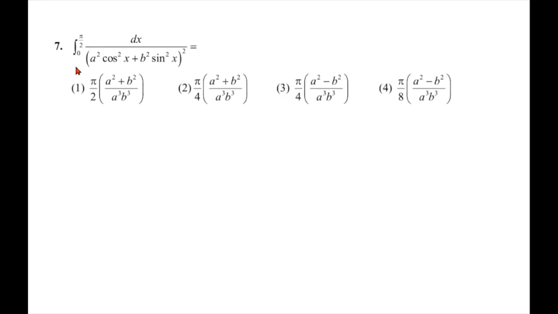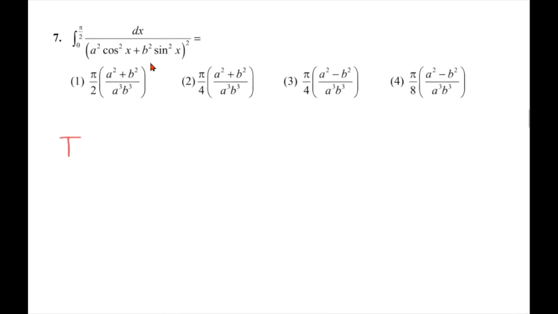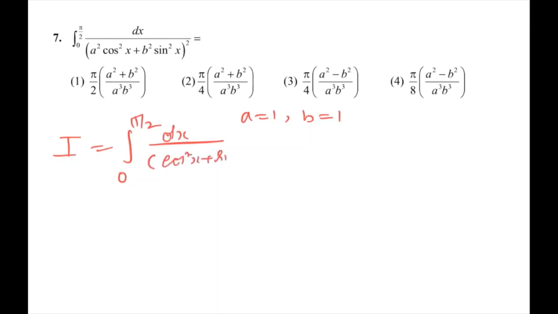Question number 7: integral from 0 to pi by 2 of dx upon (a square cos square x plus b square sin square x) whole square. It's quite a lengthy problem, but you can get the correct answer by verifying by the inspection method. Suppose I take a equal to 1, b equal to 1. This reduces to I equal to the integral from 0 to pi by 2 of dx upon (cos square x plus sin square x) whole square.